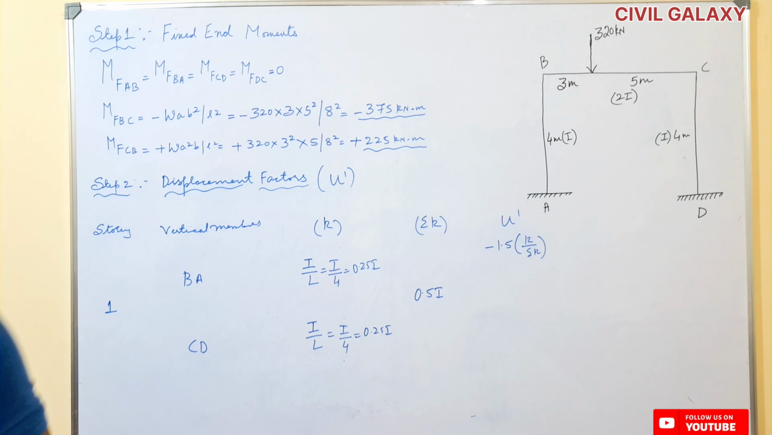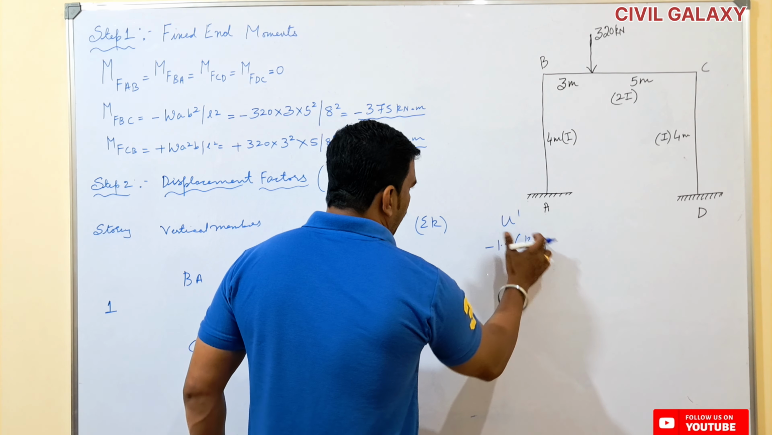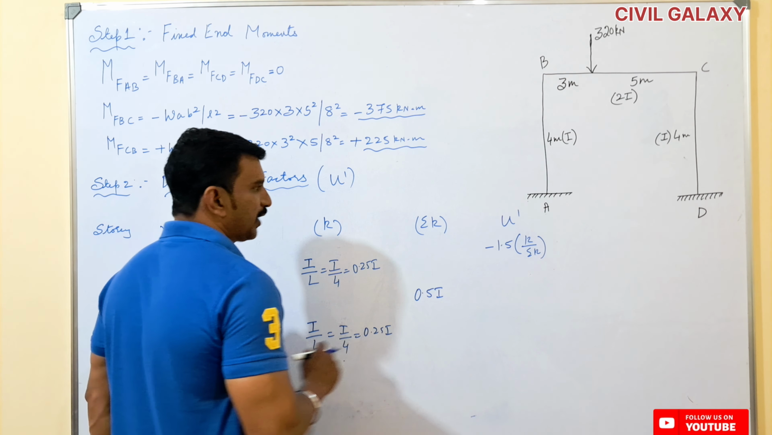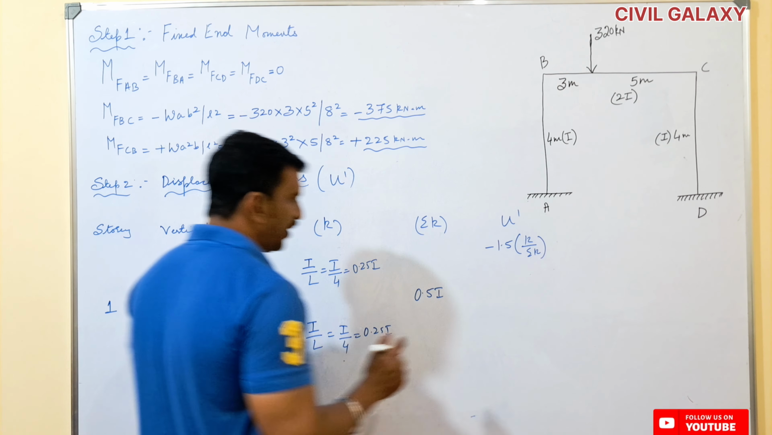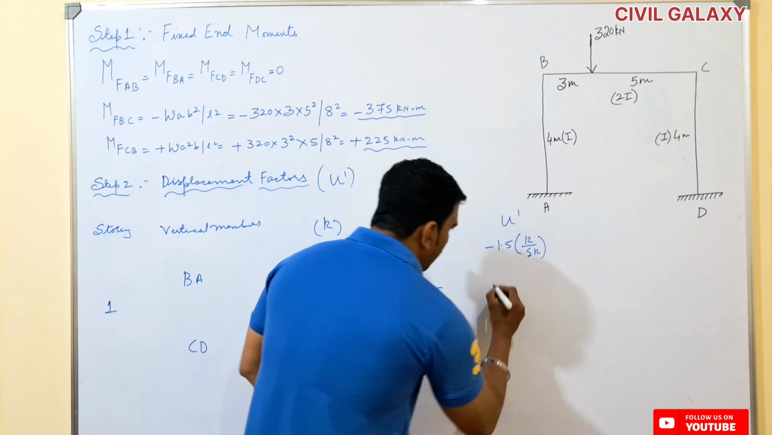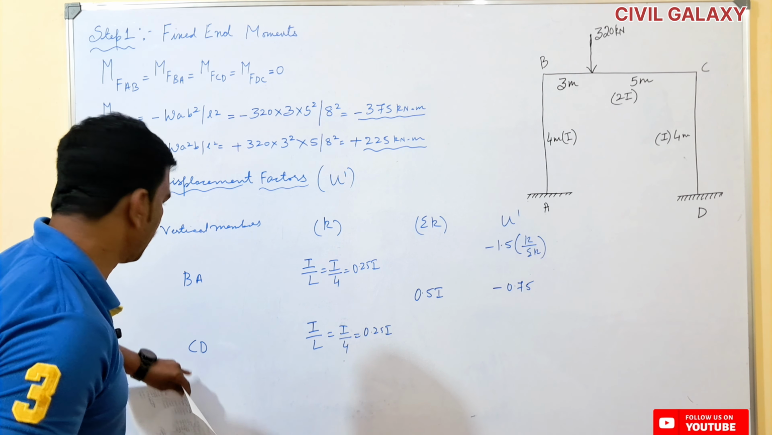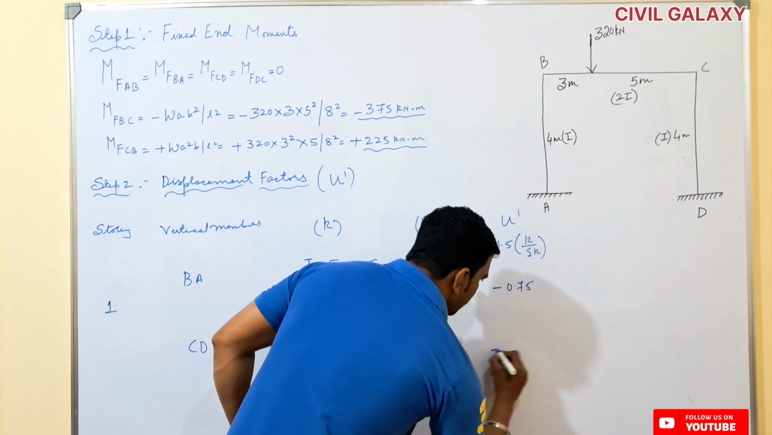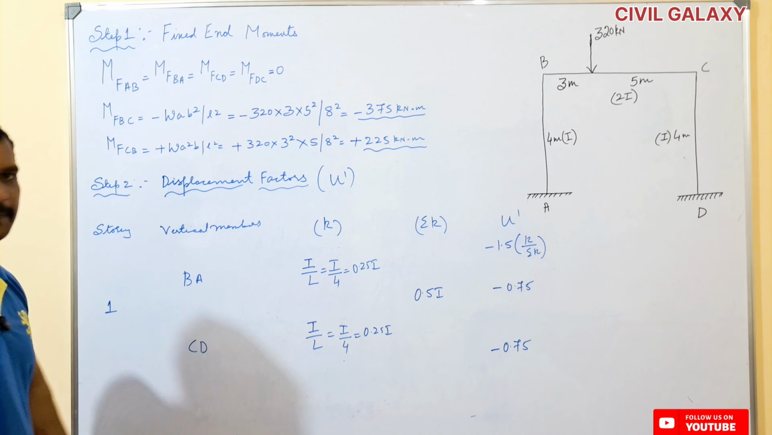So now if we calculate the value of the displacement factors, we just put the value K upon sigma K, whatever we have calculated here. The displacement factor we get for vertical member BA is minus 0.75, and for vertical member CD, we have also got a displacement factor of minus 0.75.